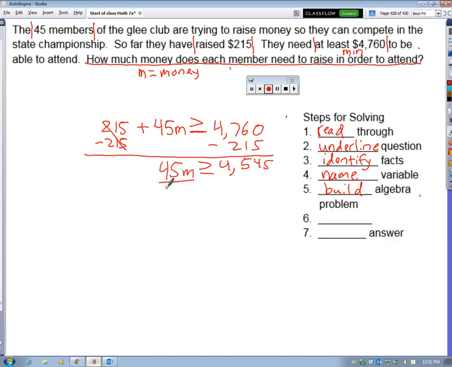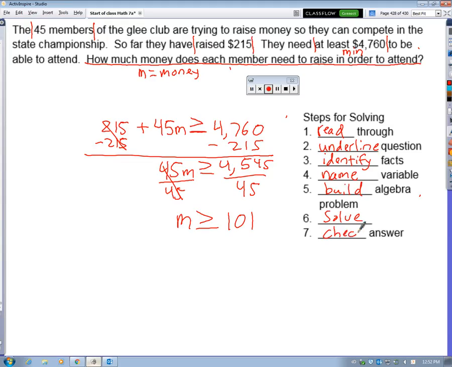So we're going to divide by 45, cancel that, divide this side by 45, and when we do that, M is going to be greater than or equal to $101. So what this solution means is that the money each person raises can be equal to $101, which would get them exactly this goal, or it can be over $101, which means we give them more money. Okay, we just solved this inequality.